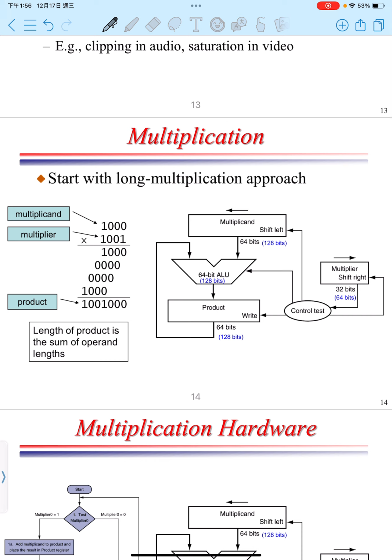The multiplicand register shifts left each cycle. The multiplier register shifts right each cycle. A 64-bit ALU is used to add the multiplicand to the product when needed. The product register stores the intermediate and final results. Finally, a control unit decides when to shift, add, and stop the process. This structure directly reflects the long multiplication method in hardware form.